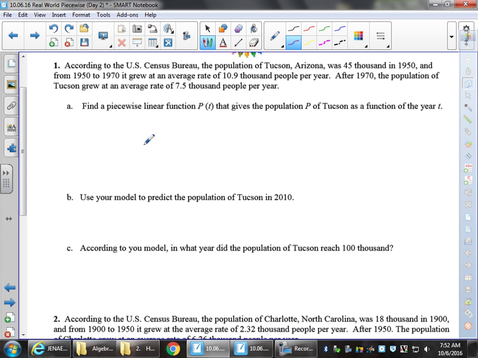According to the U.S. Census Bureau, the population of Tucson, Arizona was 45,000 in 1950. From 1950 to 1970, it grew at an average rate of 10.9 thousand people per year. After 1970, the population of Tucson grew at an average rate of 7.5 thousand people per year. Crazy numbers, but not bad. We're going to take it piece by piece.